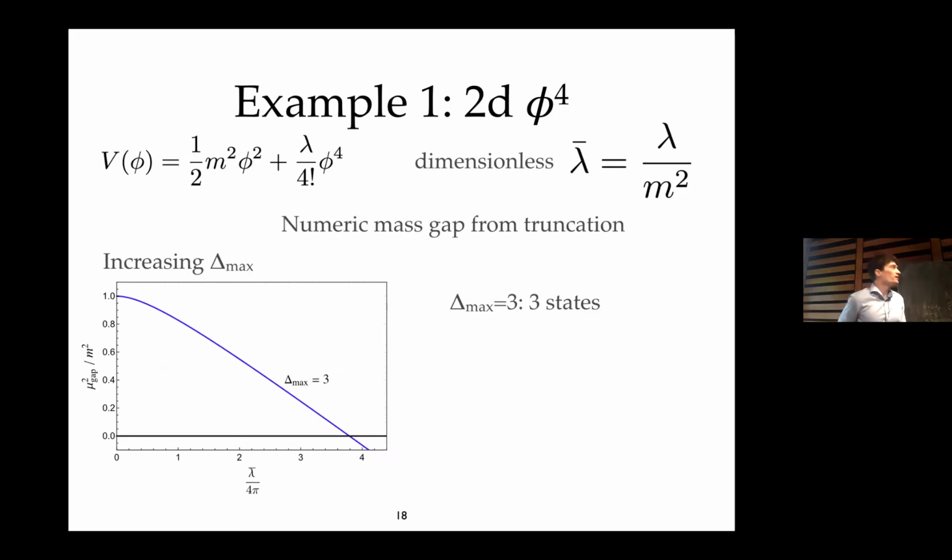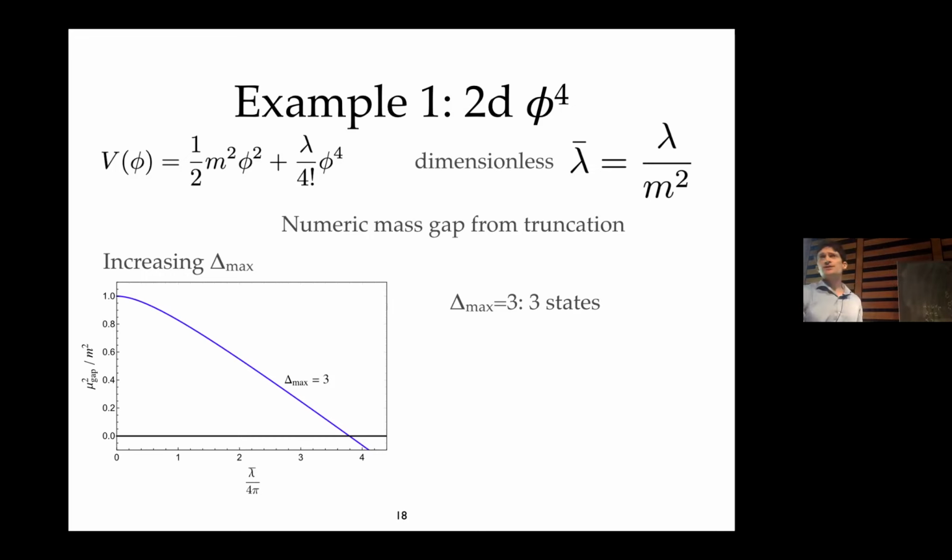So let me just show you an example of what you get from truncation. So here, what I've done is I've taken a very low truncation, which only has 3 states, delta max of 3, and I've plotted the gap as a function of coupling. And you see it starts off at weak coupling very close to the bare mass. And as you crank up the coupling, it drops down and crosses zero.